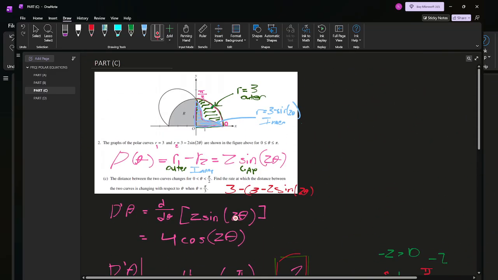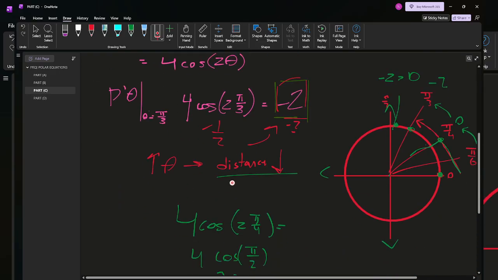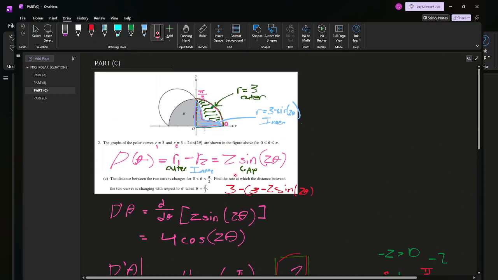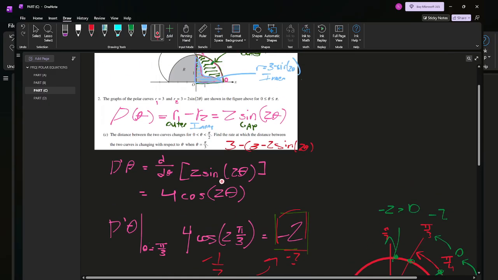All right, this one, part C, is a little bit interesting. They're asking you to find a distance from 0 to pi over 2. When they're asking to find the distance between the curves, they're asking how much the distance is changing.